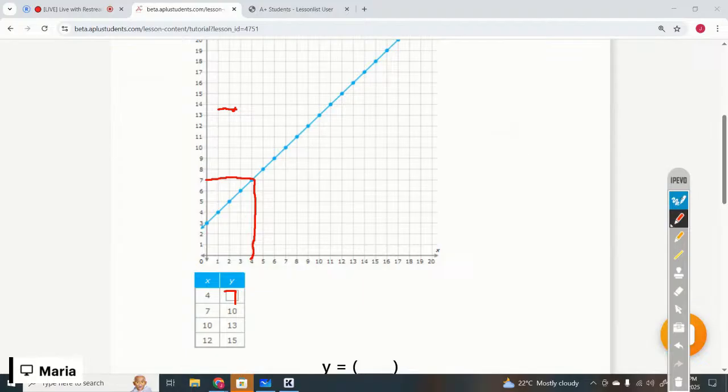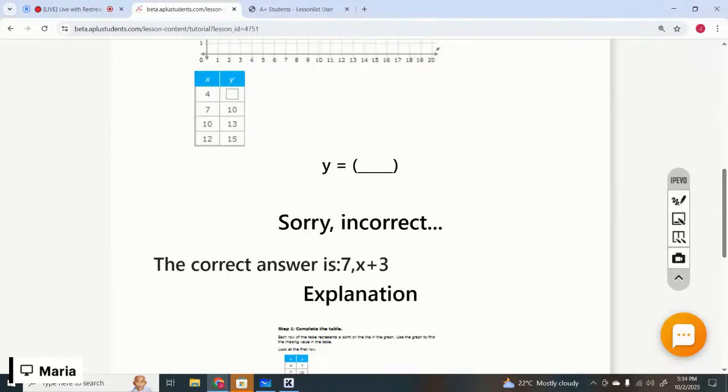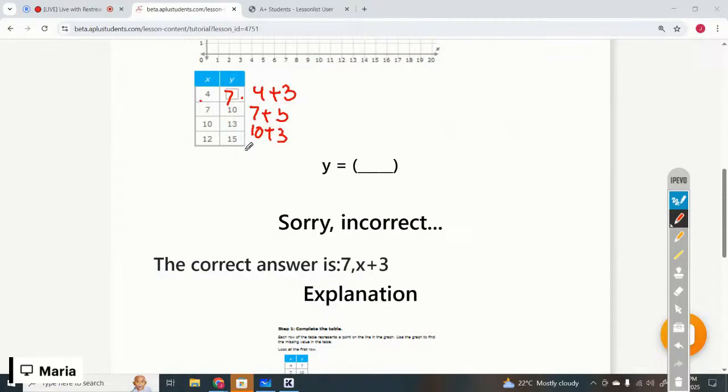So how do we write down the equation? You need to look at the relationship between the x and y values. X is 4, y is 7. X is 7, y is 10. X is 10, y is 13. 4 plus 3 is 7. 7 plus 3 is 10. 10 plus 3 is 13. And 12 plus 3 is 15, right? So that means the equation is y equals x plus 3.